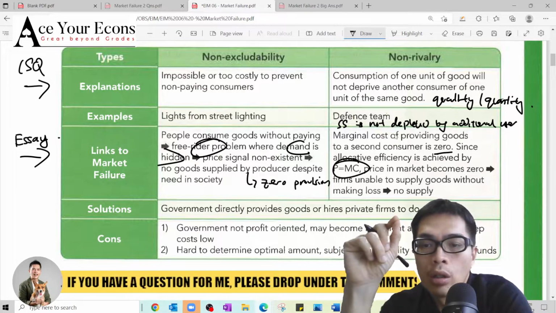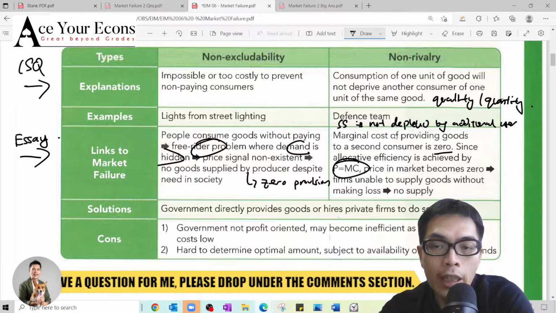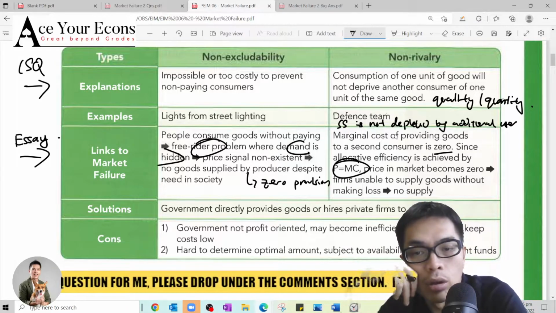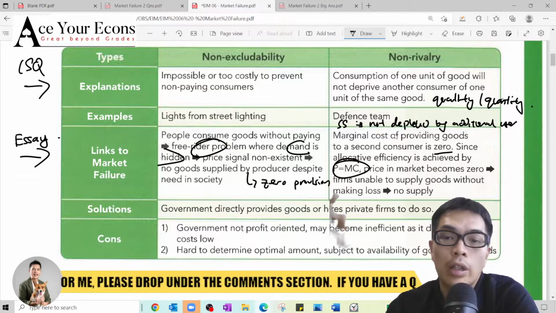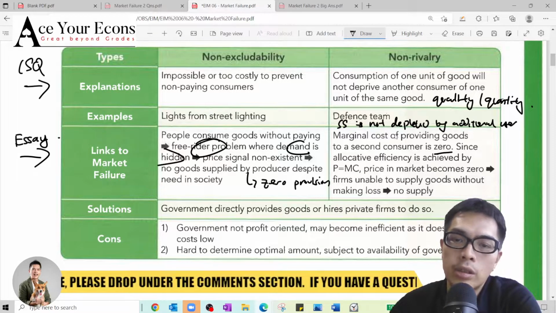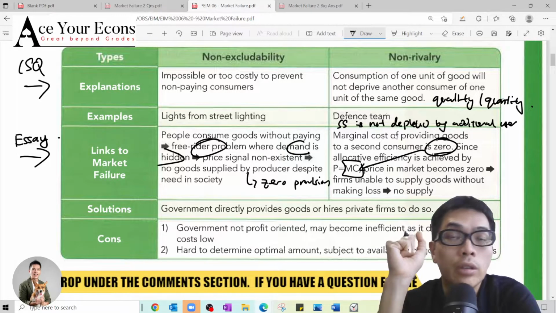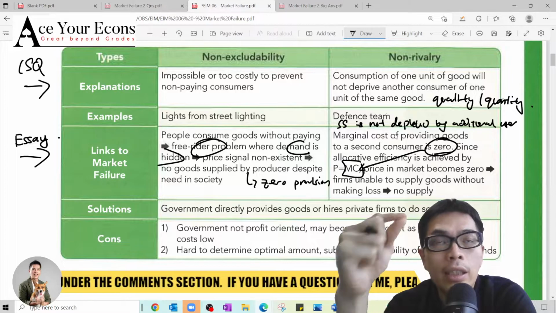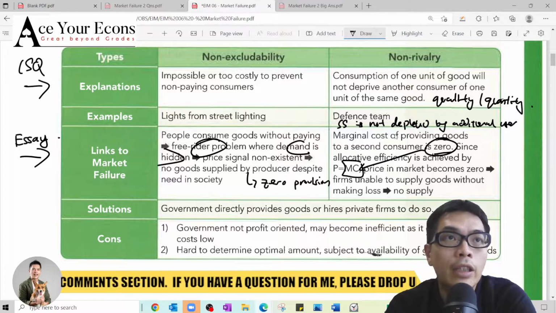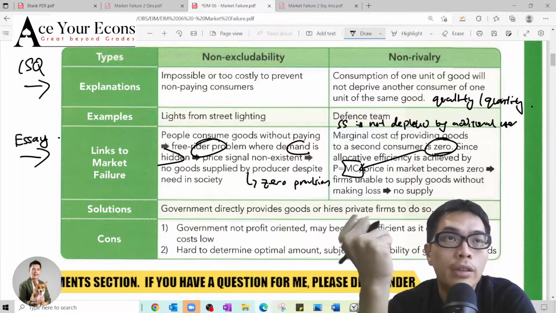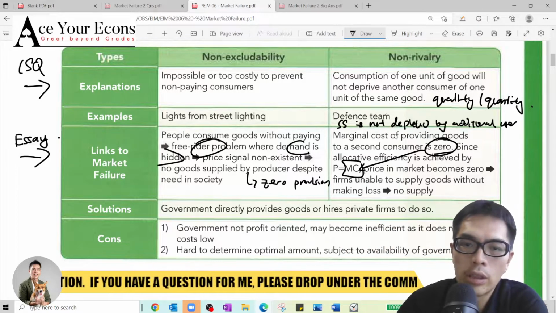So when the marginal cost of providing an additional good to the consumer is equal to 0, we can see that the price is equal to 0. All we need to do is substitute 0 into this equation, and price will be equal to 0. When price is equal to 0, it simply means that producers will not be incentivized to produce the good at 0 price because it's not valuable or not profitable. Therefore, this will lead to 0 provision.